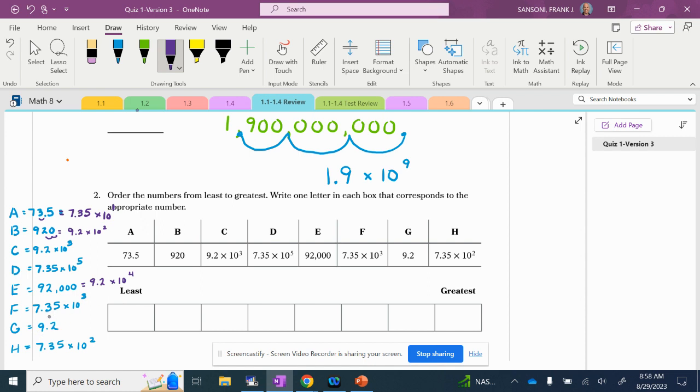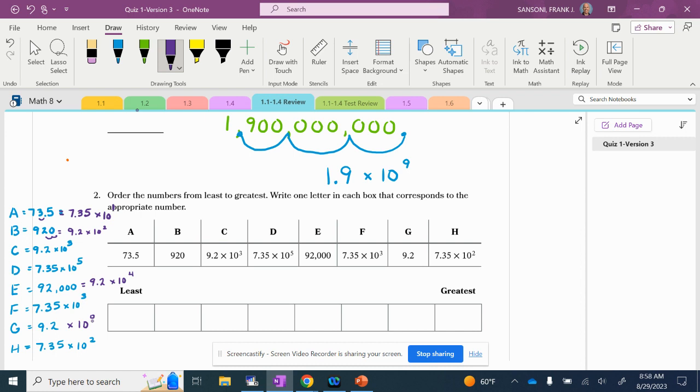Notice about 9.2, it's already between 1 and 10. So do I have to multiply it by 10? Do I have to move it anywhere? No. So maybe you've never seen this before. I don't need any 10s, so this is going to be called 10 to the 0 power. And that's how you change a number that is just in standard form, that is already between 1 and 10, and you put it in scientific notation. Because I don't need to multiply it by any 10s, so it's 10 to the 0.